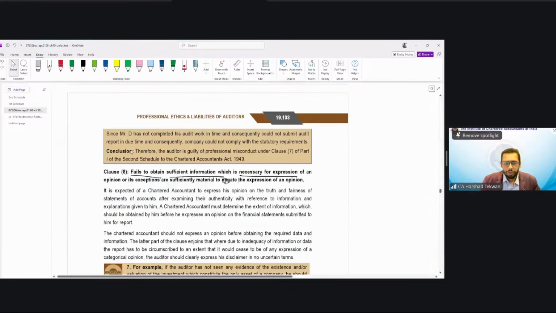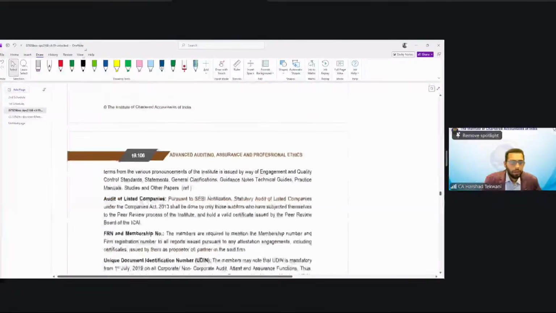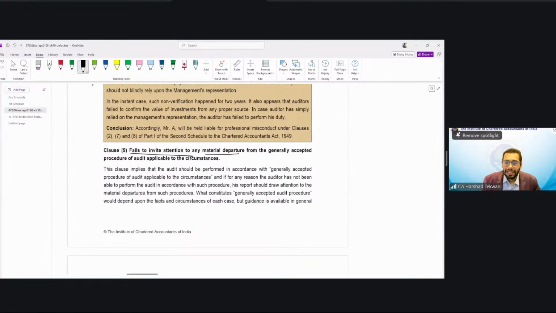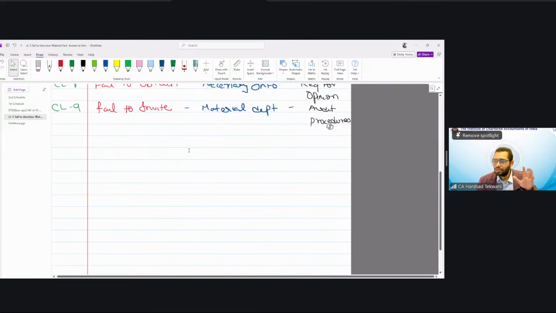Clause 9 talks about where the auditor fails to invite attention, okay, fails to invite attention to the material departure from generally accepted audit procedures. Generally accepted audit procedures. Fail to invite. Okay, and about what? Then we are talking about a material departure. Okay, and material departure from audit procedures. If that is the case, then clause 9.